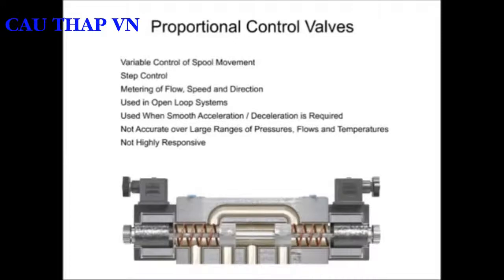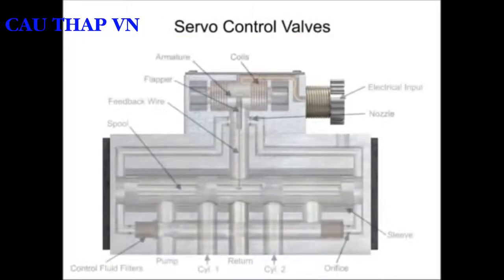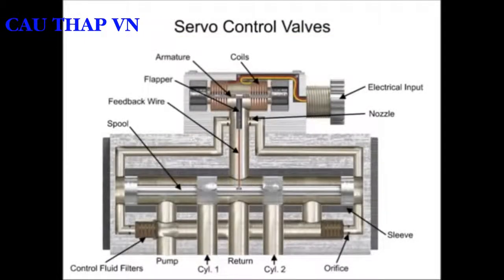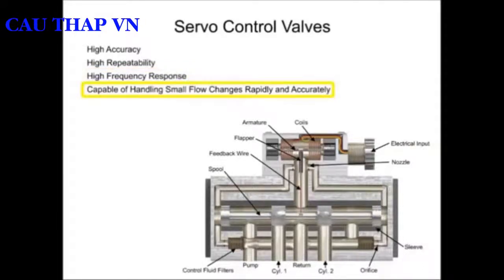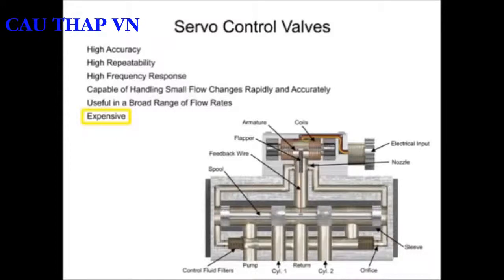The third type of hydraulic directional control technology is called the servo valve. First developed in the 1940s, servo valves operate with very high accuracy, repeatability, and high-frequency response. Servo valves are highly responsive and capable of handling minuscule flow changes both rapidly and accurately over a broad range of flow rates, but at an extra cost. The main difference between proportional and servo valve circuit design is that servo systems have a method of feedback that assures that the actuator is doing what the controller tells it to do.